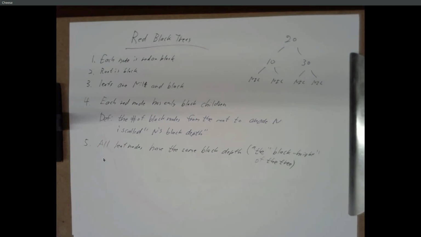Property 4 and 5 together are the ones that really make this thing work as a balanced tree. So 5 basically says if you start from the root and you go to any leaf, you're going to encounter the same number of black nodes, no matter what leaf you go to.